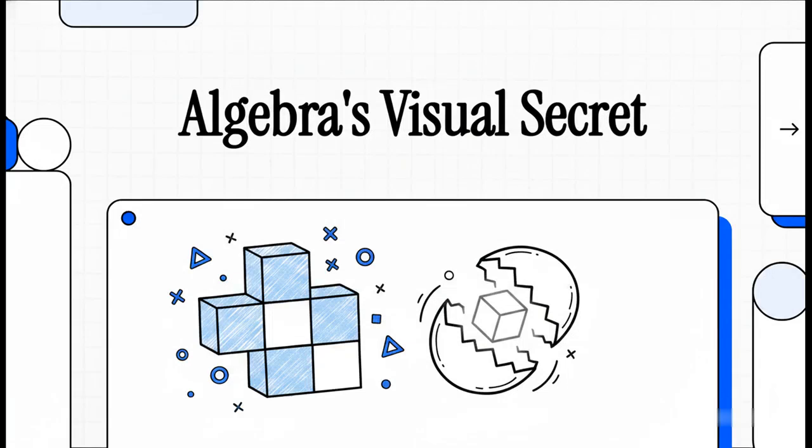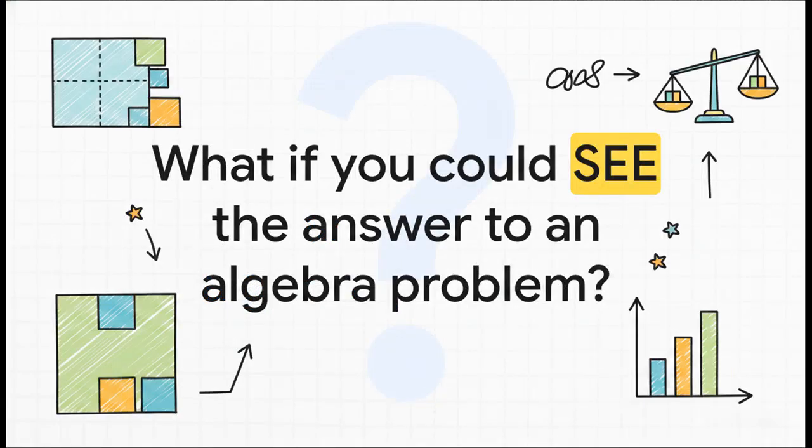All right, today we're going to crack open a classic algebra problem. But instead of just throwing around a bunch of abstract rules, we're going to look at it in a way that you can actually see. I mean, what if you could literally see the answer to an algebra problem? Instead of just juggling all those letters and numbers, what if we could turn the whole thing into a simple picture? Well, it turns out you totally can. And trust me, it makes understanding the why behind the rules so much easier.